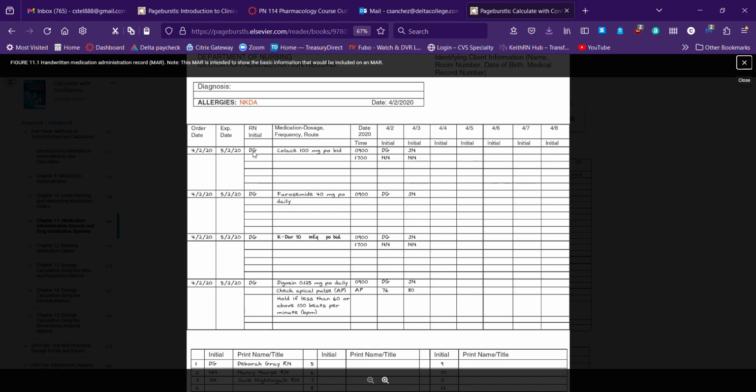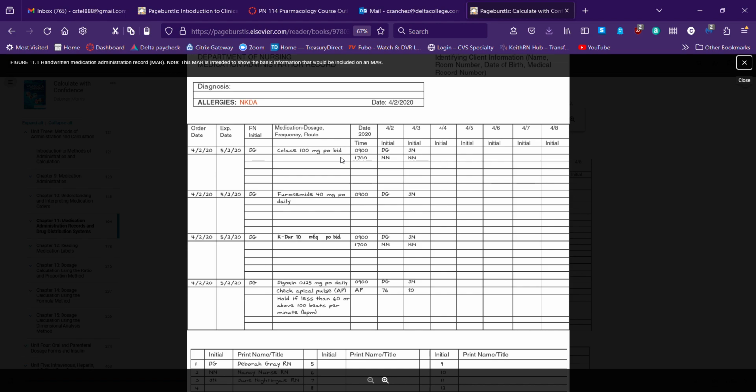The RN initials, you don't really see this a lot on MARs, this column here, but usually this is the initials of the person either writing the orders in or checking the orders at the end of the day. So we have Colace, 100 milligrams, PO BID. Colace is a stool softener. It's BID, so it's going to be twice a day. So they have 0900 and 1700.